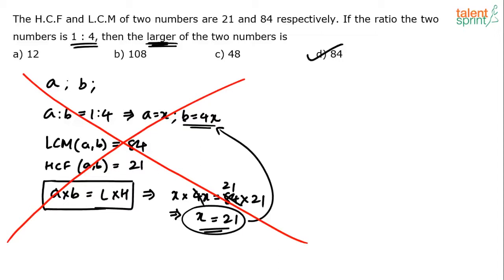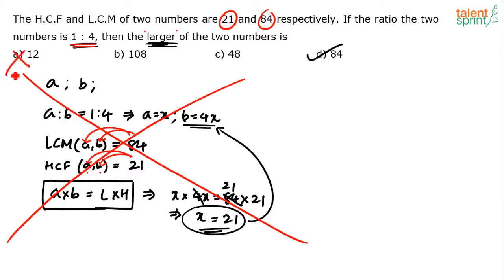Why do I say 5 seconds? Simple. He says that the highest common factor of the two numbers is 21 and the LCM is 84, right? If the ratio of the two numbers is 1:4, then the larger of the two numbers is... The simple point is, whatever the larger number is, it has to be a multiple of 21, because the highest common factor is 21, which means 21 is a factor of both A and B. When I say HCF is 21, it means 21 is a factor of A and also a factor of B. When I say LCM is 84, 84 is a multiple of A and also a multiple of B. So my clear understanding is that whatever the larger number is, it should be a multiple of 21.